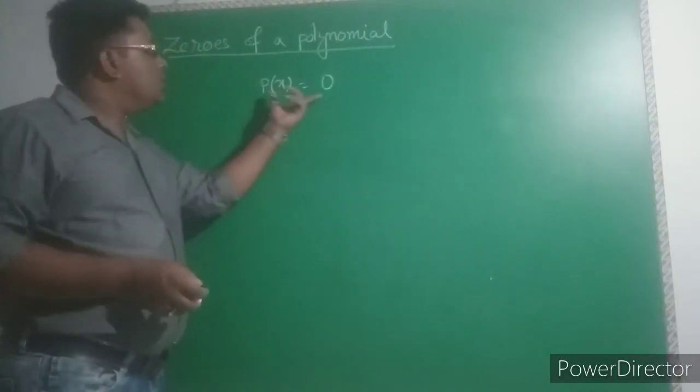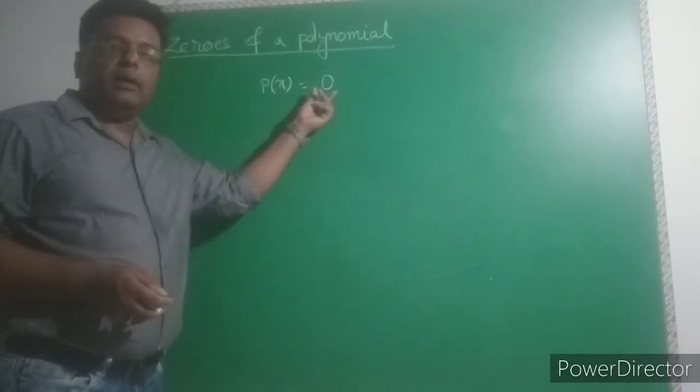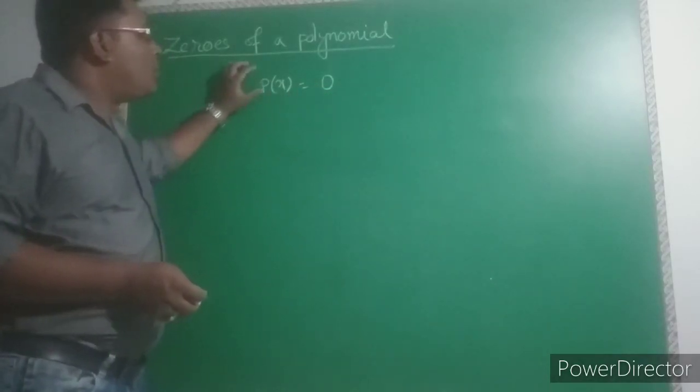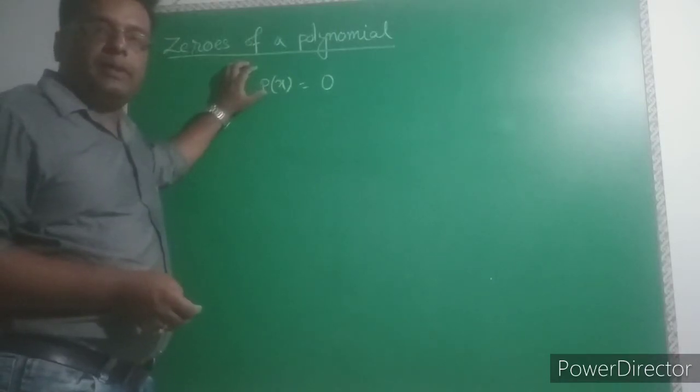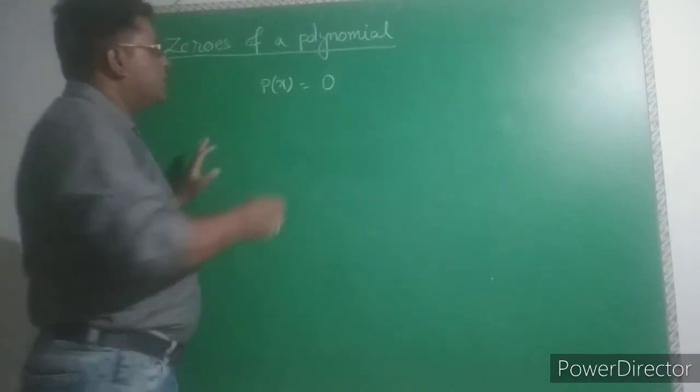Next, we take p(x) equal to 0. That is a zero polynomial. So, for what value of x does p(x) become 0? Already p(x) is 0.